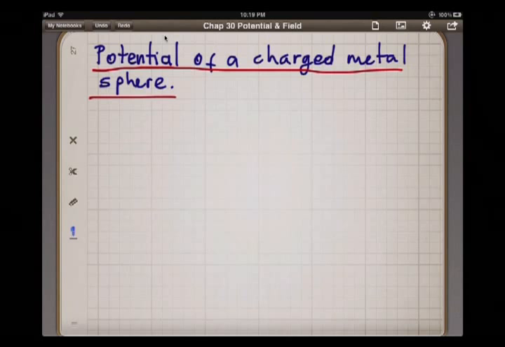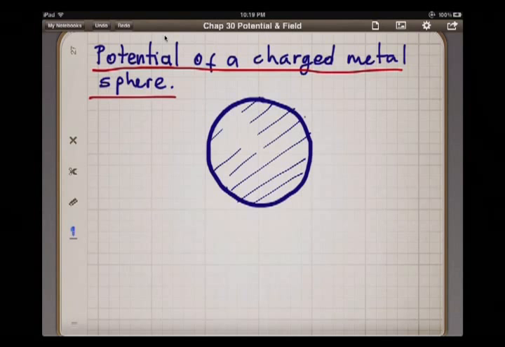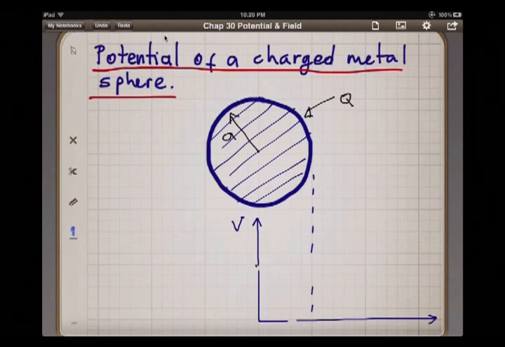Let's look at the potential of a charged metal sphere. So this is your charged metal sphere. Since it is made of metal, we know that the electric field inside is zero. And if we put a charge on it, that doesn't change the fact that the electric field is zero. But then there will be a potential outside of the sphere that, as we know, will be equal to the potential of a point charge.